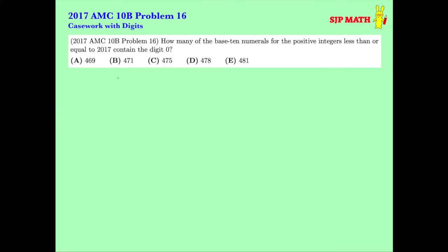So in this video, we will go over the 2017 AMC 10B problem 16, and it's about a problem involving casework and counting with digits. The problem says, how many of the base 10 numerals for the positive integers less than or equal to 2017 contain the digit 0? If you don't know what bases are, don't worry, just ignore this, it just means numbers.